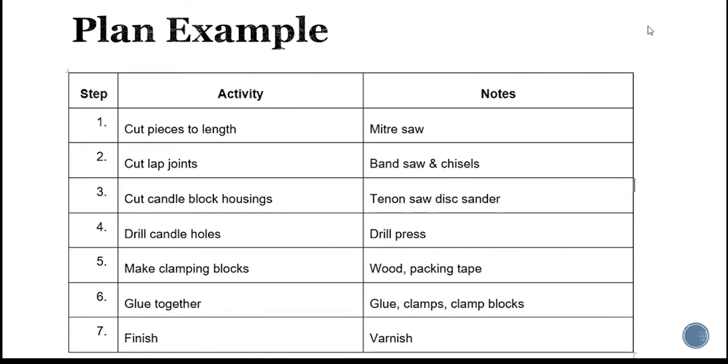We're going to make clamping blocks. Now, clamping blocks are not part of the project, and in fact, we don't even have them on the cut list. We're going to use scrap. But if you have a look at step 6, when we glue together, we need glue clamps, clamp blocks. We have to actually create them.